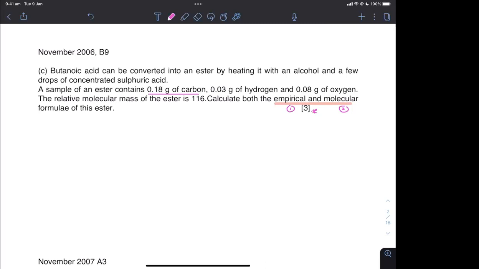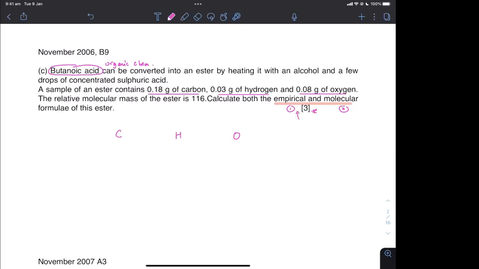So there's 0.18 gram of carbon, 0.03 gram of hydrogen, 0.08 gram of oxygen. This is butanoic acid. You will learn more about this in the organic chemistry section under carboxylic acid. It doesn't matter at this point. We're just doing carbons, hydrogens, and oxygens. We're going to know about the definition. This is what you're thinking in your head.